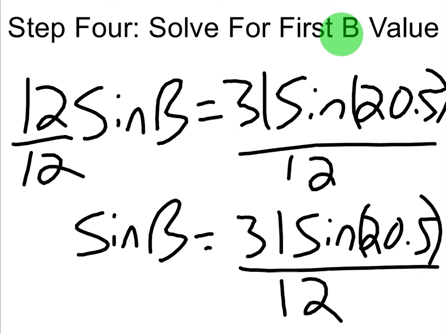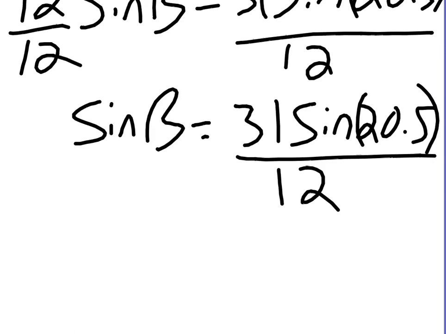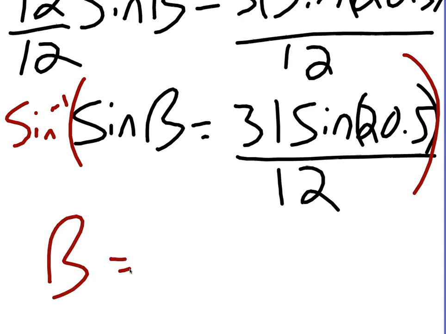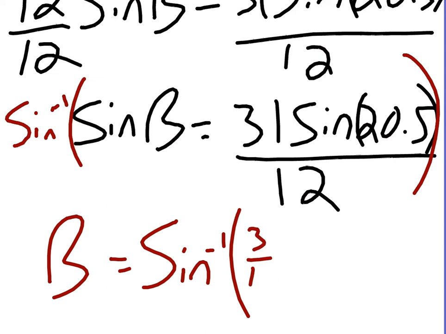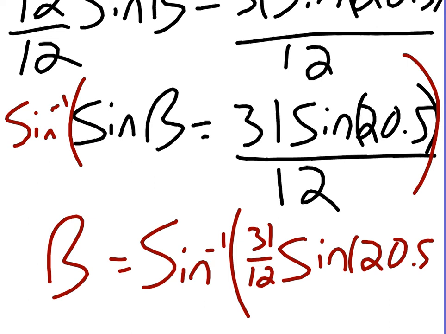And if you remember, the last step is to take the inverse of both sides. I'm kind of out of space here, so I'm just going to write sine inverse of the entire thing. That will cancel the sine on the left, and I'll just be left with big B equals sine inverse of 31/12 sine of 20.5.